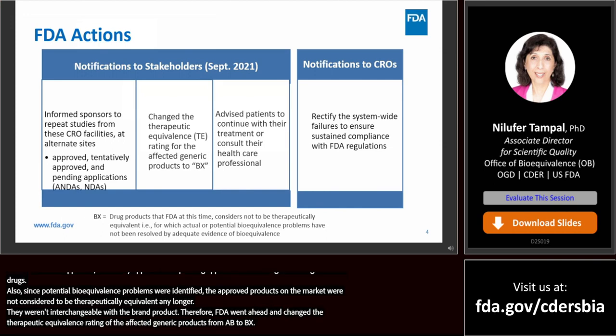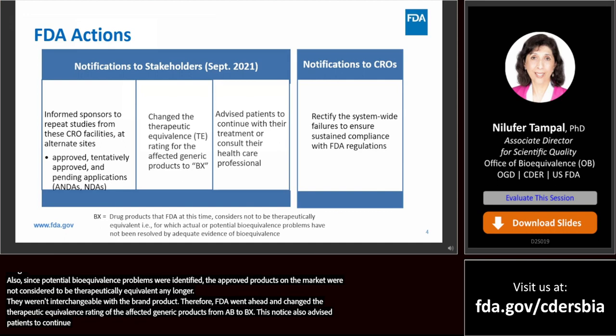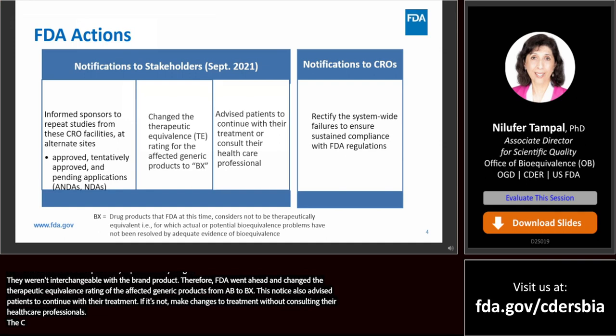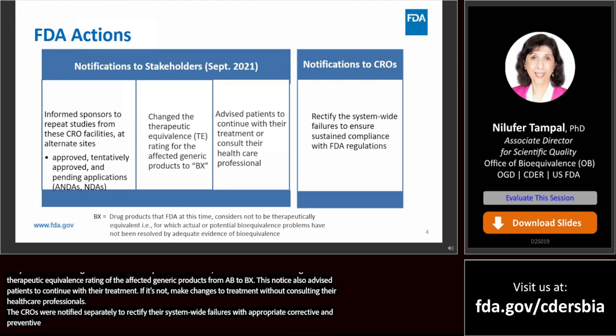Now, this notice also advised patients to continue with their treatment, or at least not make changes to their treatment without consulting their healthcare professionals. And then the CROs were notified separately to rectify their system-wide failures with appropriate CAPA, the corrective and preventive action plans, so that the agency is assured of sustained compliance with the regulations from these two CROs going forward.